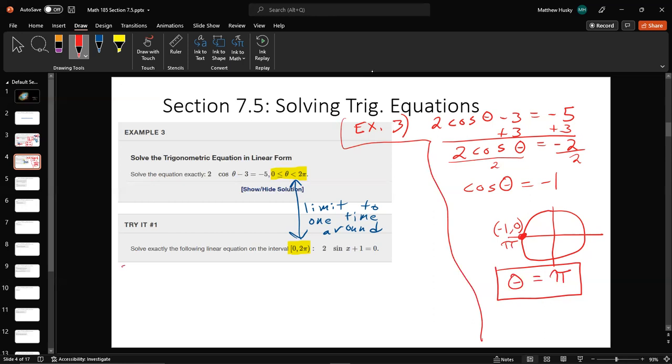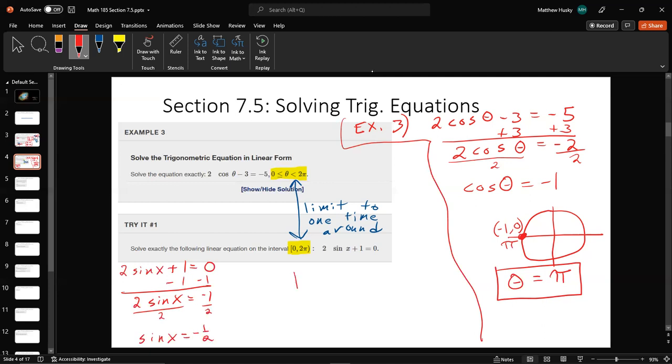Let's look at this next one. 2 sine of x plus 1 is equal to 0. Now again, what would you normally do? If you're adding 1, you would subtract 1. Okay, so 2 times sine of x is going to equal -1. Then, since you're multiplying by 2, you would divide by 2. That gives me sine of x is equal to -1/2.